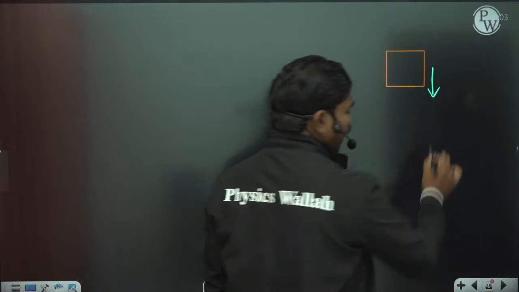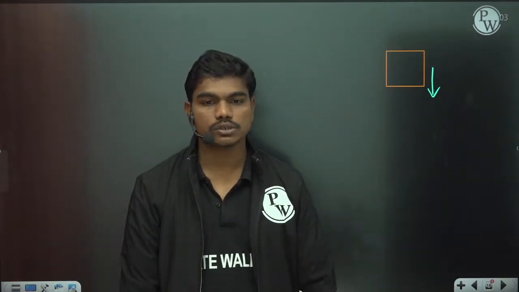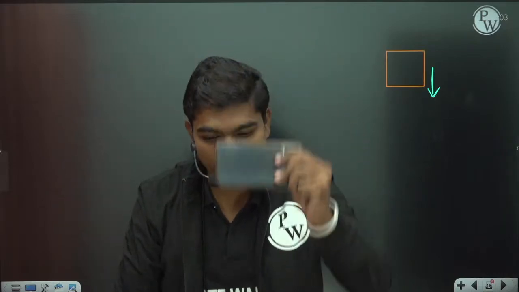Will this body keep on accelerating if I leave it? Yes or no? If I take this body and, let us suppose, I drop it, of course I won't drop it, don't worry. But let us suppose I drop this, will this body keep on going at some acceleration? Will it attain some uniform velocity, or will it continue to accelerate? If I leave this body like this, will it continue to accelerate, or will it go to some terminal velocity? It will keep on accelerating, correct? It will keep on accelerating.